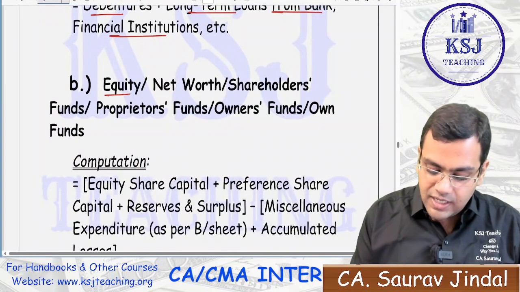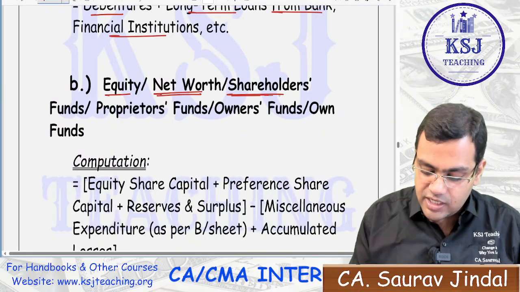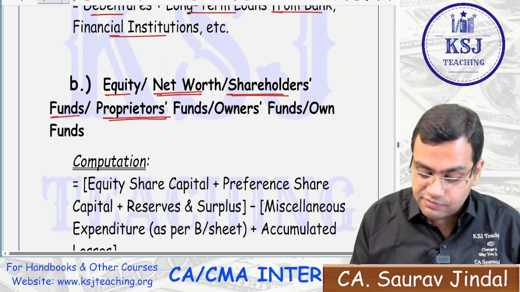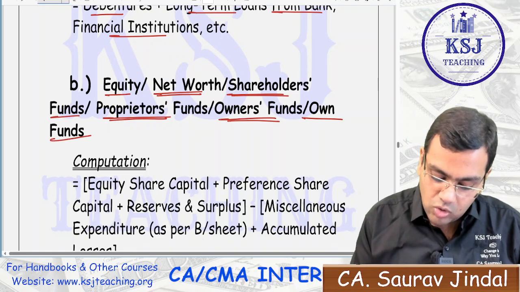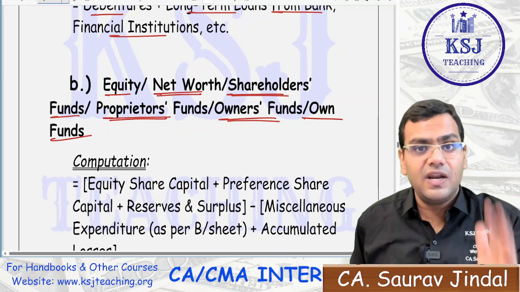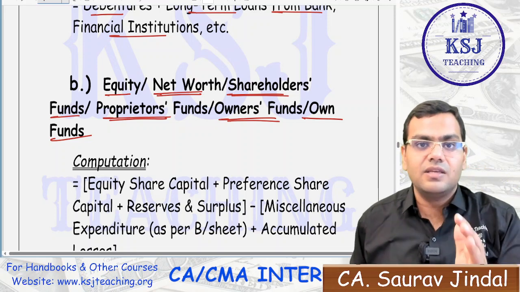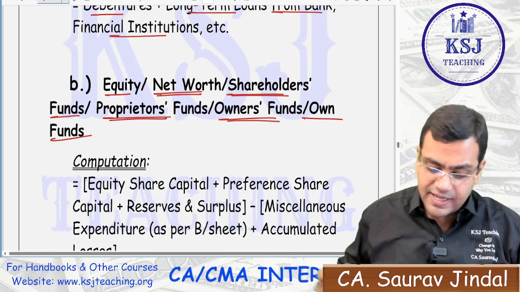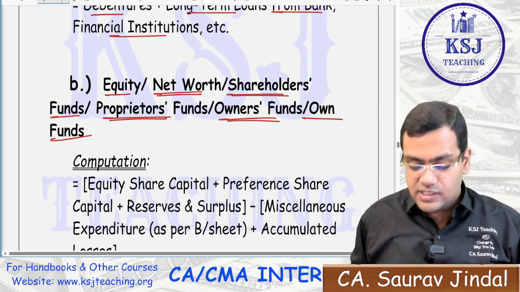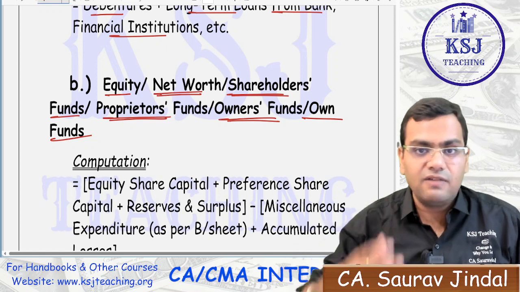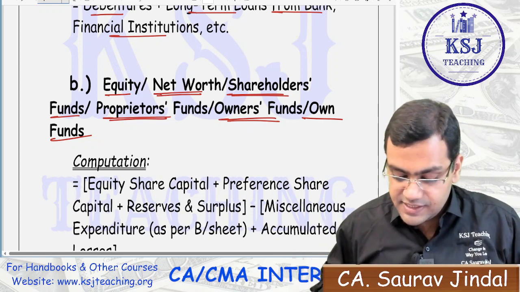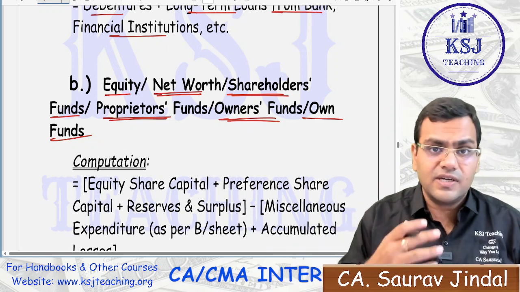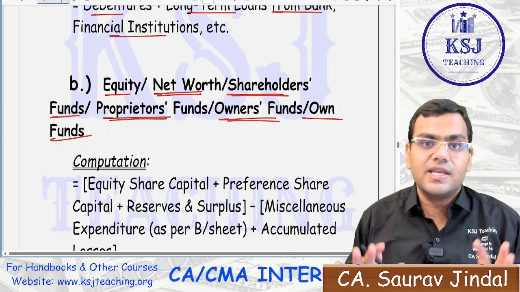Then equity, or net worth, or shareholders funds, or proprietors funds, or owners funds, or own funds. These are the different names by which you can get these things in the paper. It is not necessary that every time the word equity will be used, or net worth, or shareholders funds. Anything out of this can be used.